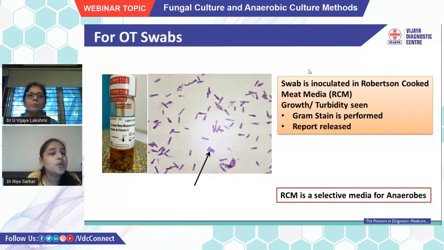To look for what? To look for this classical picture. Here you can see Gram-positive purple-colored bacilli with a terminal end spore. So this terminal spore-bearing Gram-positive bacilli is a classical picture of Clostridium tetani. Once we diagnose Clostridium tetani, we immediately inform the OT and suggest fumigation.